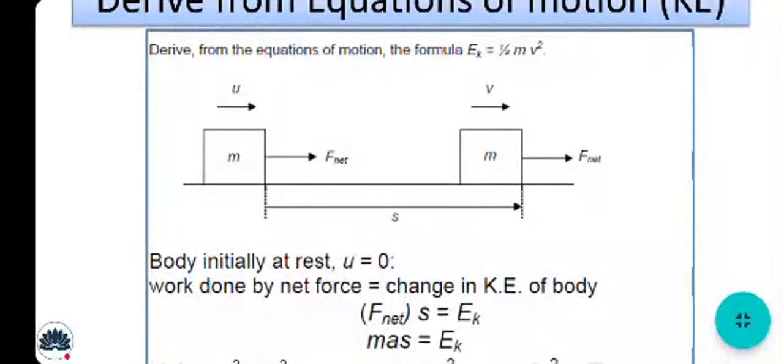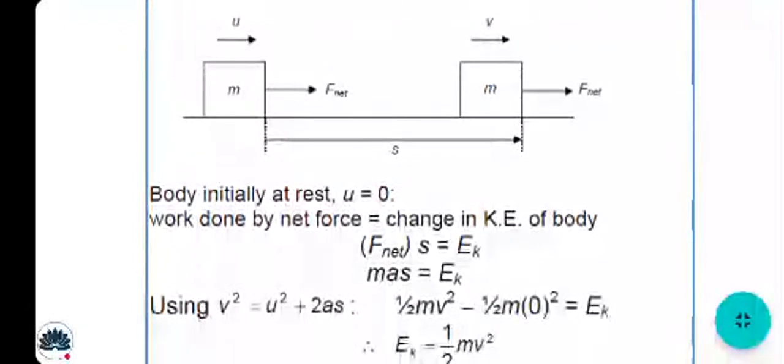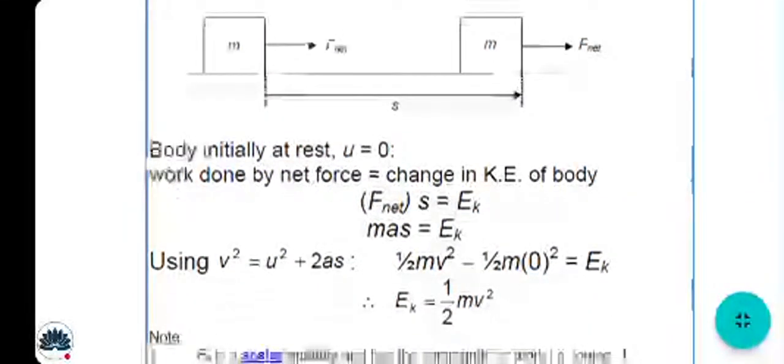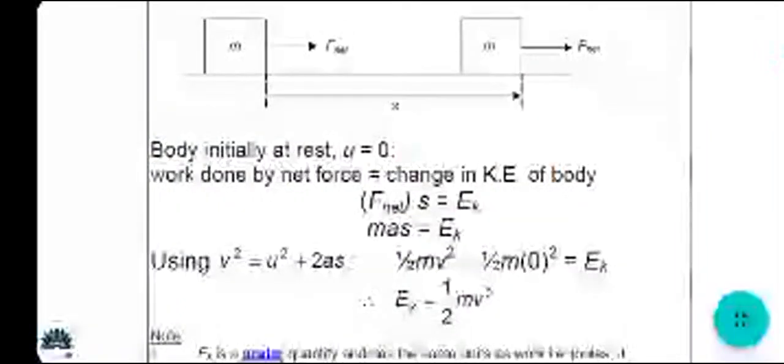Obviously, it means that the work done by the net force is equal to the change in kinetic energy of the body. Now you are required to derive the formula for kinetic energy from work done. Work done equals change in kinetic energy. Forget that you do not know the formula for kinetic energy; you are required to derive it.